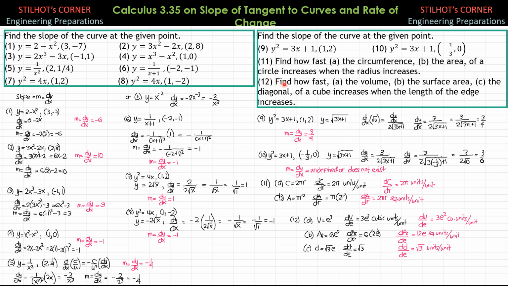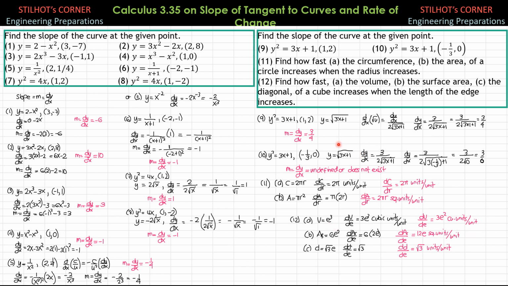Then number 12, find how fast the volume, surface area, and diagonal of a cube increase when the length of the edge increases. We will call the length of the edge E. The volume of a cube is E cubed, and the derivative of E cubed with respect to E is 3E squared by the power formula, and the units would be cubic units per unit. So dV/dE, the derivative of volume with respect to E, the rate of change of volume with respect to the length of the edge, is 3E squared cubic units per unit.